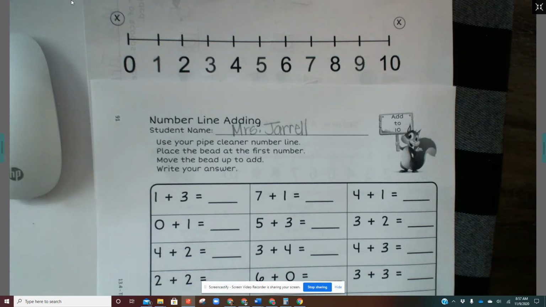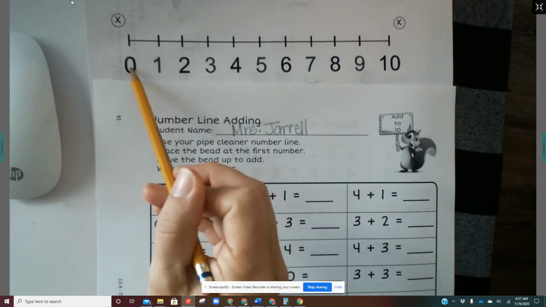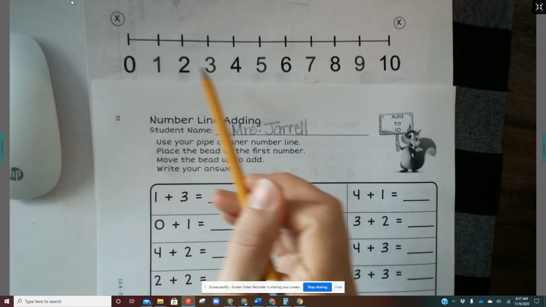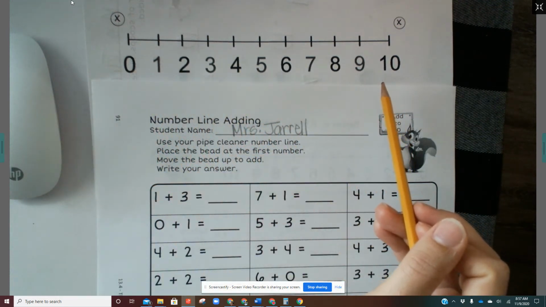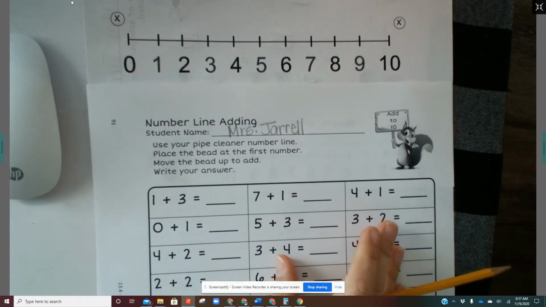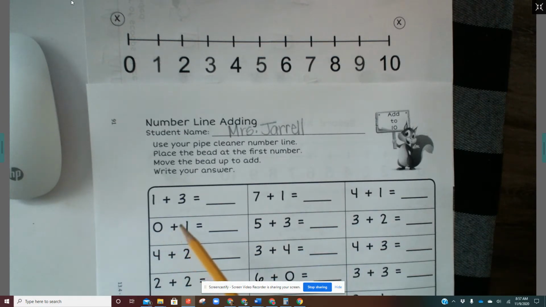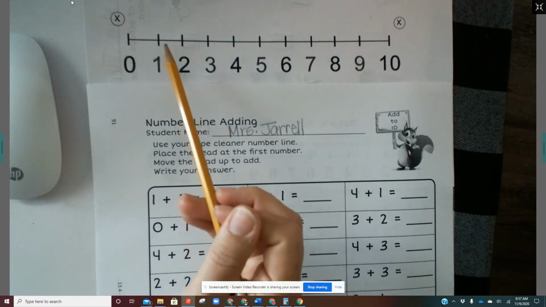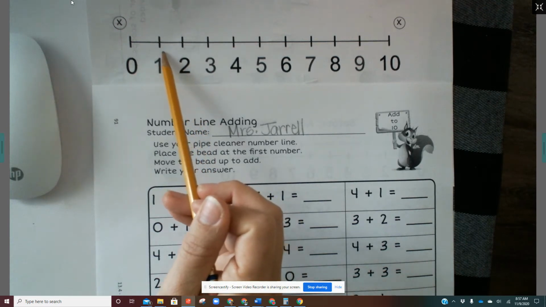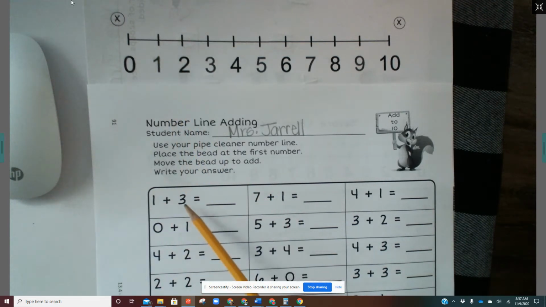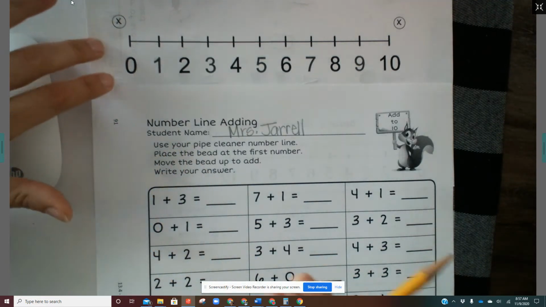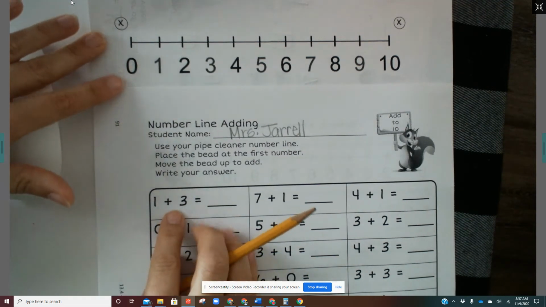So this is how we use a number line. As you can see, we have the number 0 all the way to 10. And what we're going to do when we use a number line is we look at our first number that we're starting with, and that's where we begin when we're going to count. And then we look at our next number, and that's how many spaces we jump over. So I'm going to show you the first one as an example.